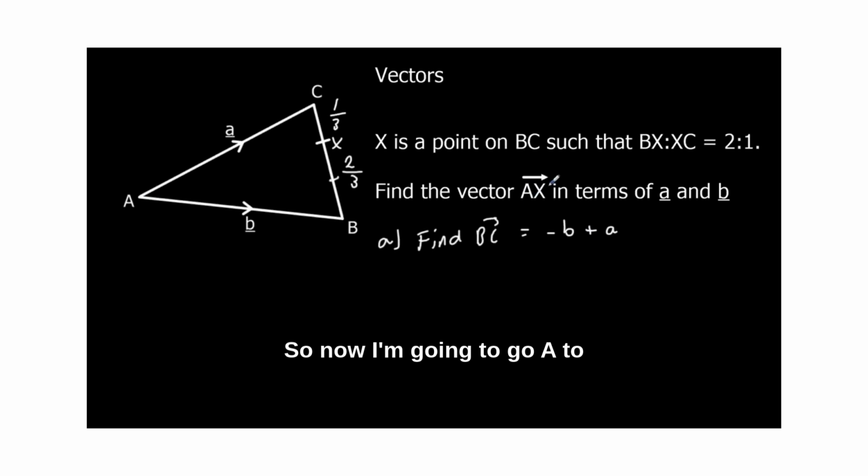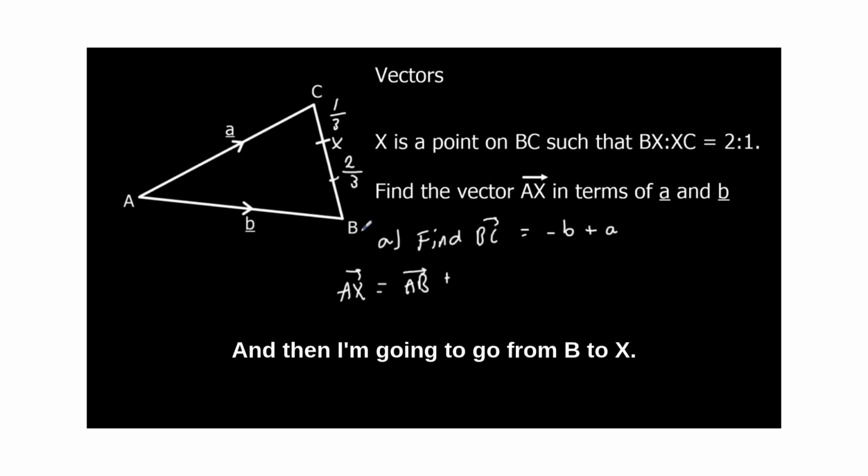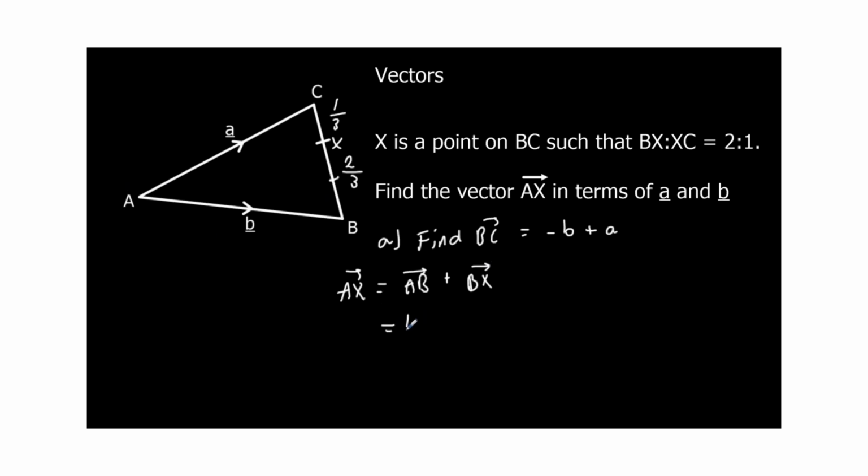So now I'm going to go A to X. So A to X is going to be A to B. I'm going to do A to B first. And then I'm going to go from B to X. So A to B, that's our B. And then B to X, that's 2/3 of this journey. So 2/3 of B to C.